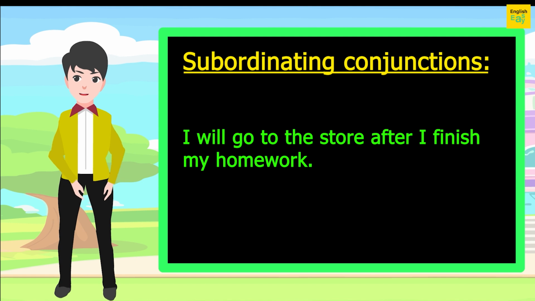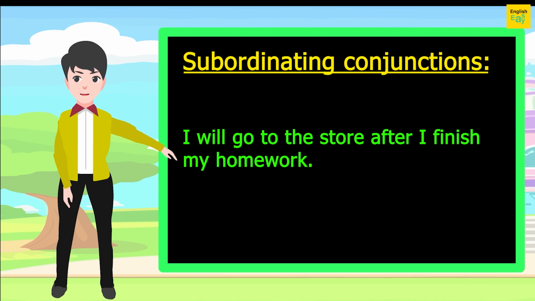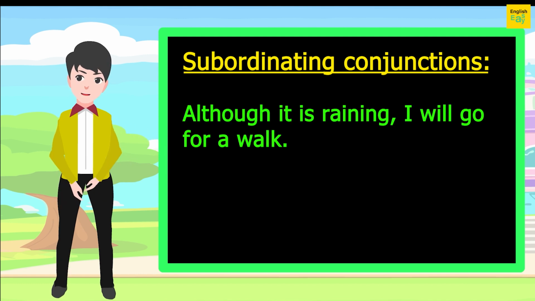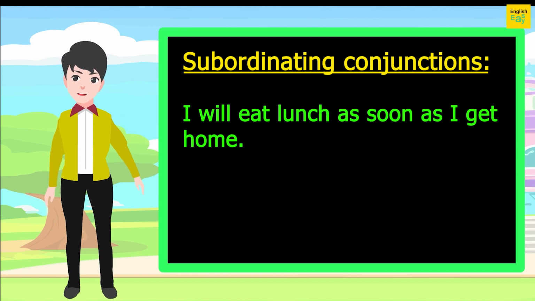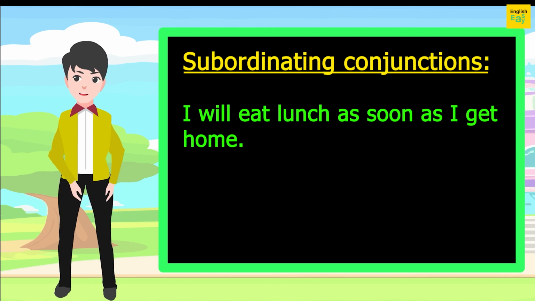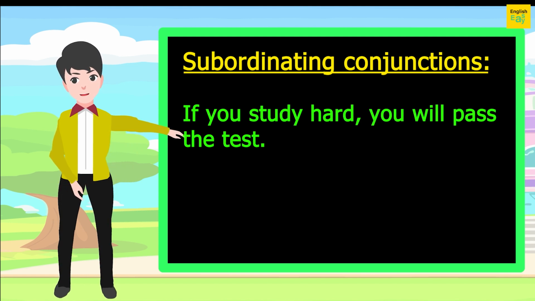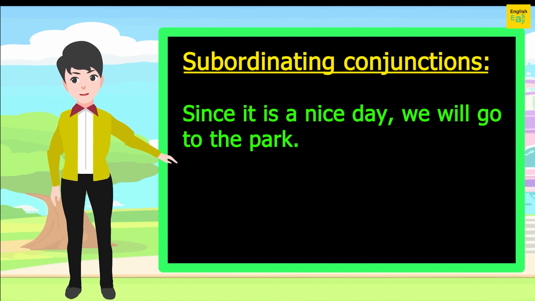Subordinating conjunctions. I will go to the store after I finish my homework. Although it is raining, I will go for a walk. I will eat lunch as soon as I get home. If you study hard, you will pass the test. Since it is a nice day, we will go to the park.